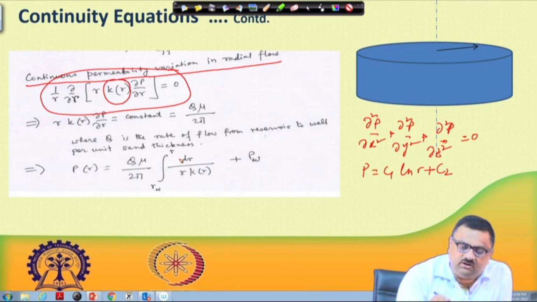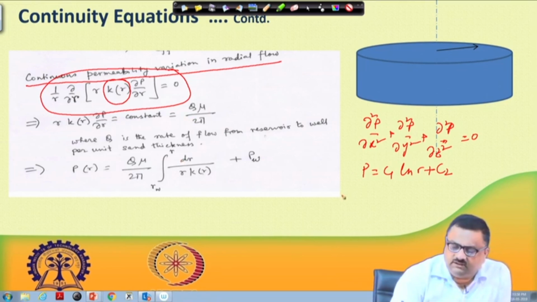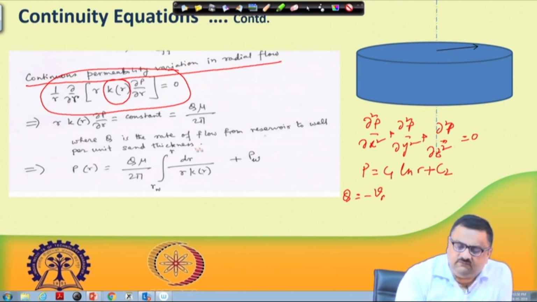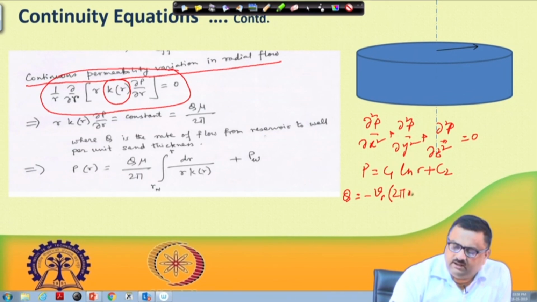So, in fact what we can see here is basically this q. What is q? q is equal to minus of V r into 2 pi r h, where q is the rate of flow from reservoir to well per unit sand thickness, and h we are assuming to be 1. So, that is basically q.